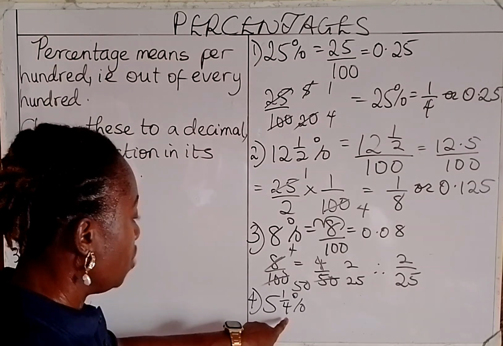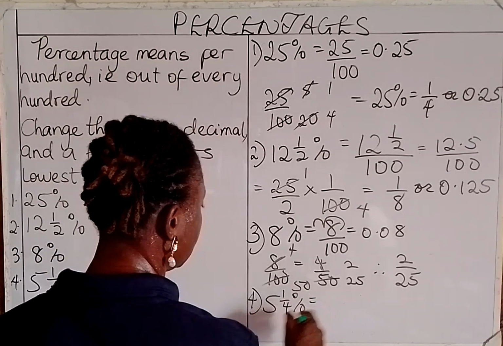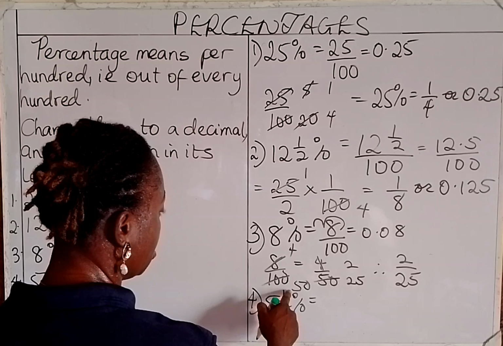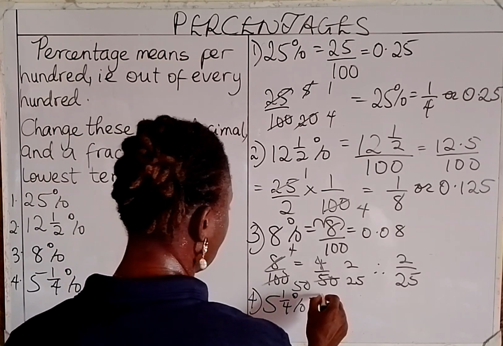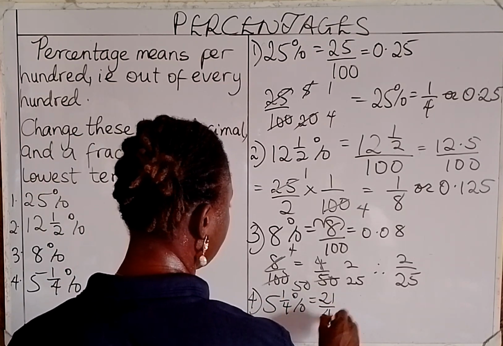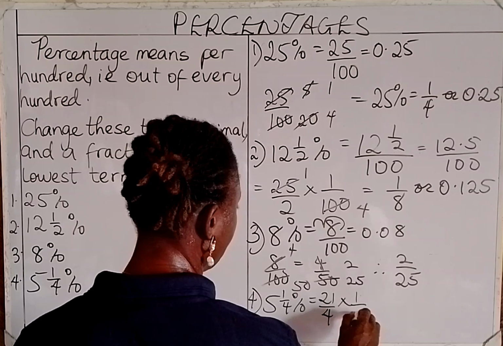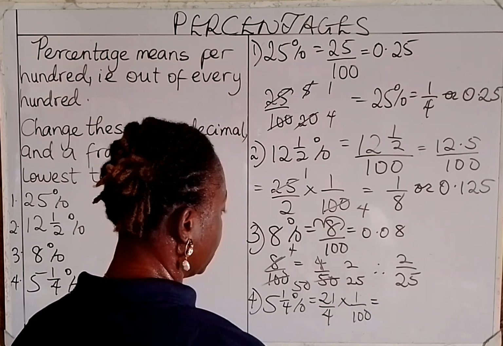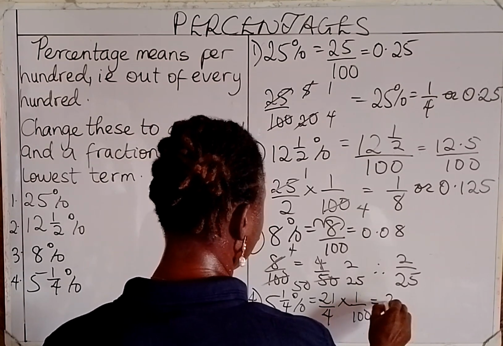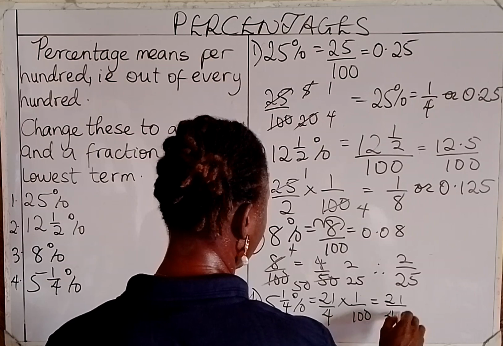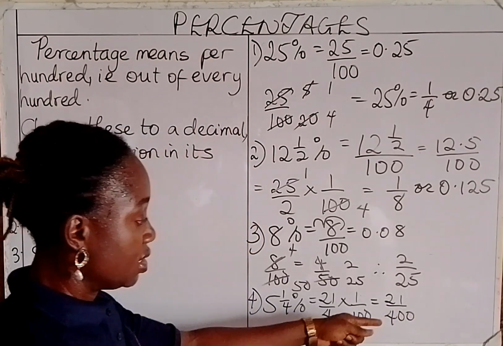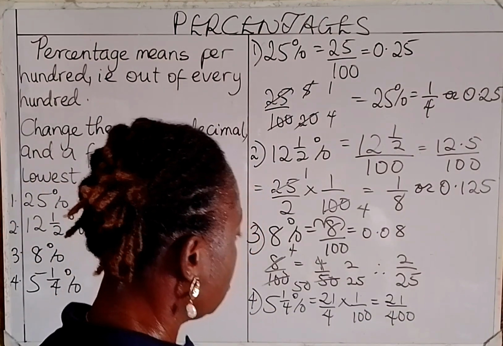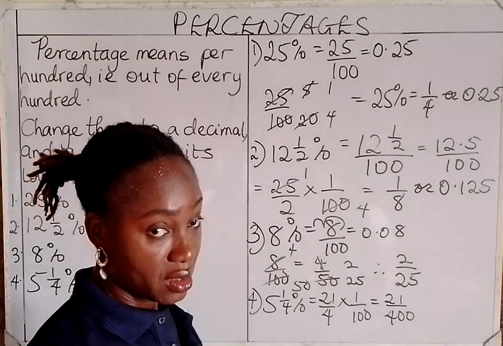Then the last question, 5 and 1/4%. Now we have to expand this. This becomes 4 times 5 is 20, plus 1, 21 over 4, times 1 over 100, right? And this becomes what? 21 over 400. This is the reduced fraction for this exact question. It can't go beyond this.